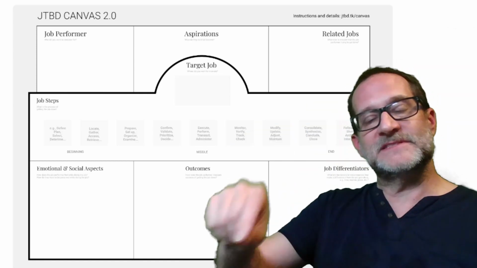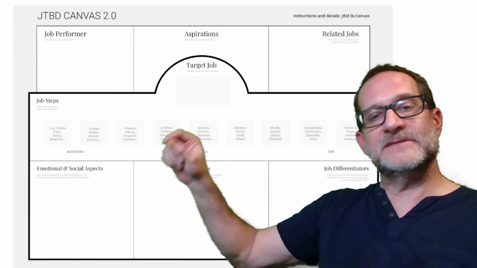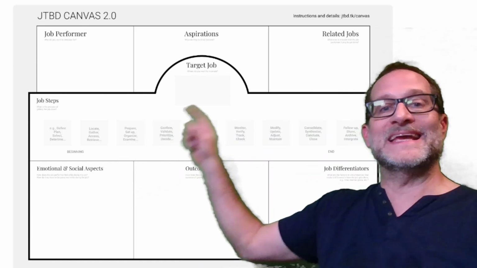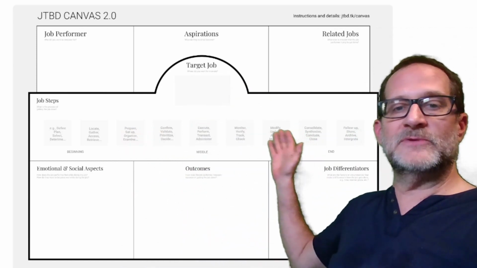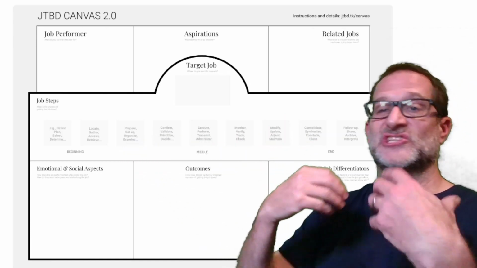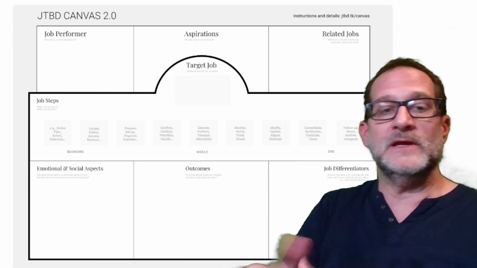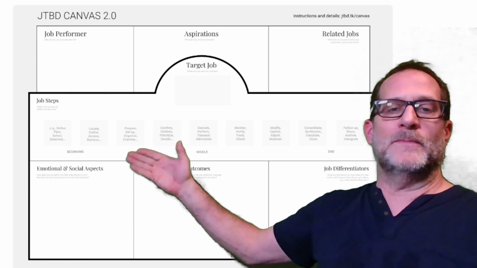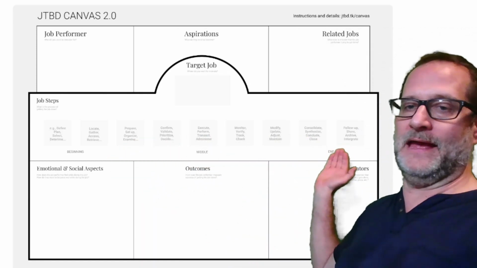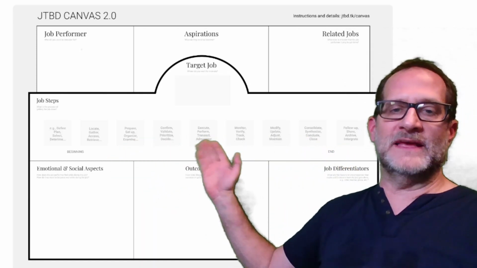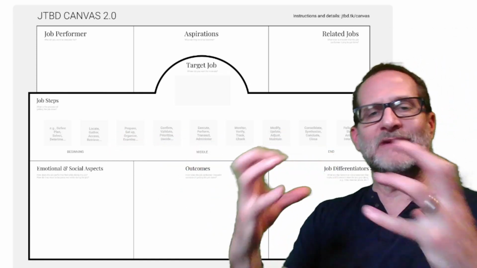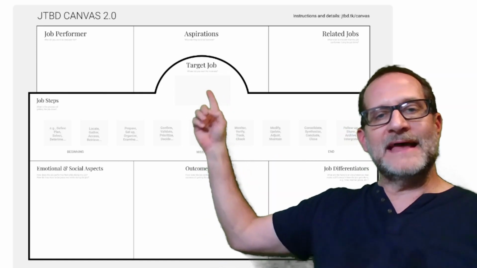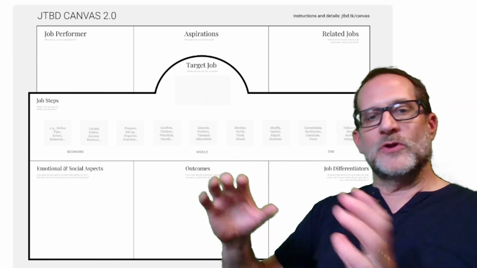What's the sequence of steps that the job performers take in order to get that job done? There are some standard ones that we've sketched in here. These are suggestions for labels and categories. It's really important to think, though, about the beginning, the middle, and the end. What do they do before they start executing the job? What do they do afterwards as well? We really want the breadth of looking at that target job before, during, and after.